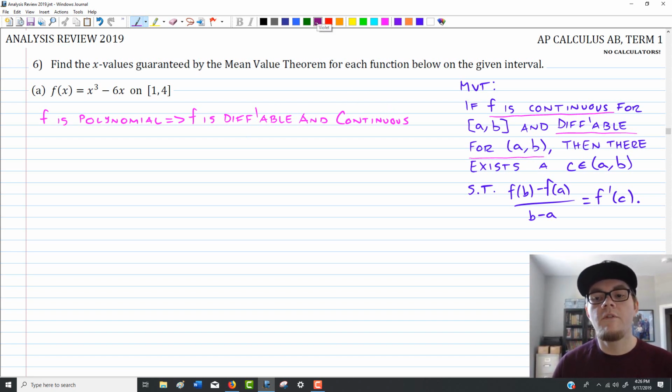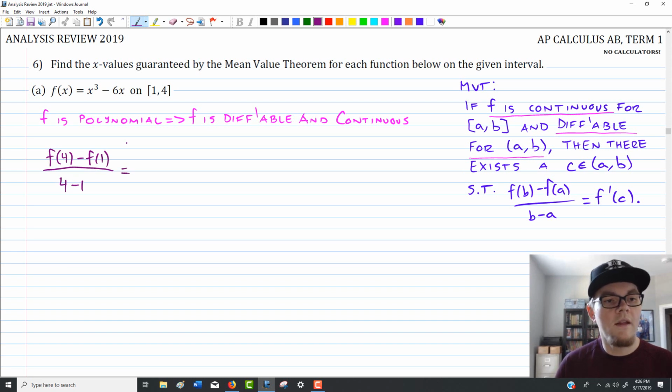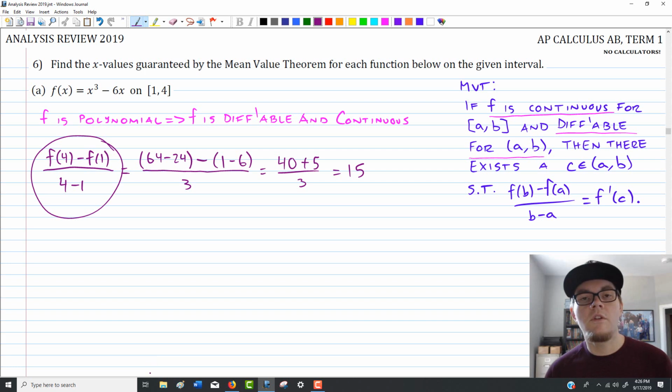So that means we're eligible to continue forward, which is all about figuring out these two pieces. The first thing I usually do is construct the average rate of change. That'll be f of 4 minus f of 1 all over 4 minus 1. It's going to be 64 minus 24 minus 1 minus 6 all over 3. That's 40 minus a negative 5 all over 3, which is equal to 15. Keep in mind that you do need a difference quotient, so get in the habit of putting that. It's a good idea.